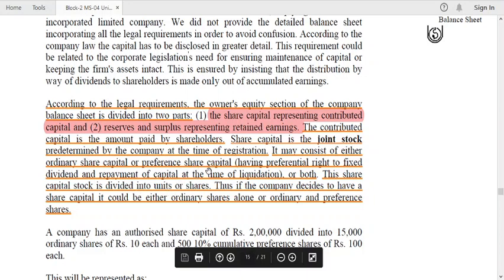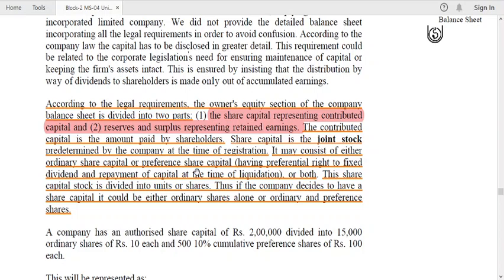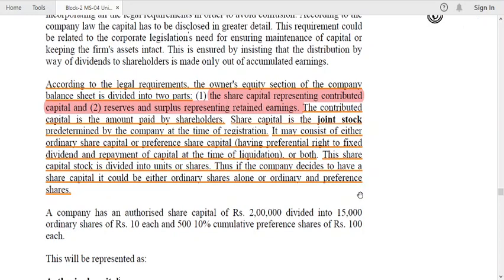What is the preference share capital? Preference share capital means there will be preferential shareholders who will be given a right to receive a fixed amount of dividend. They will have a preferential right to a fixed amount of dividend and repayment of capital first. Their priority will be first. If the company is wound up by the liquidator, they will be given the first priority to repay their capital. These are called preferential shareholders, and the capital given by them is called preference share capital. This share capital stock is divided into units or shares.